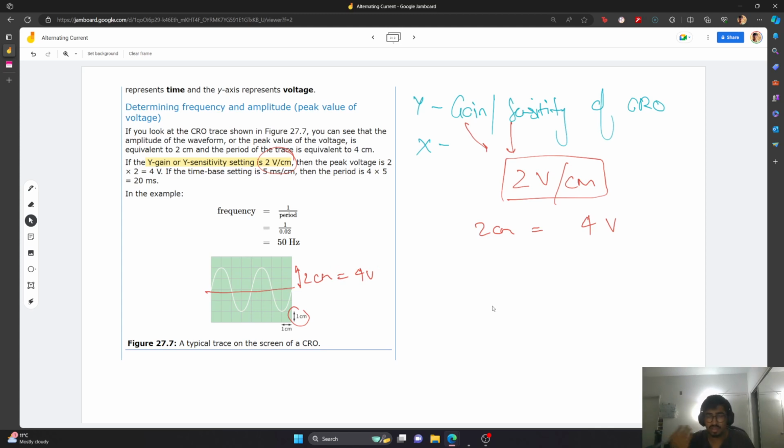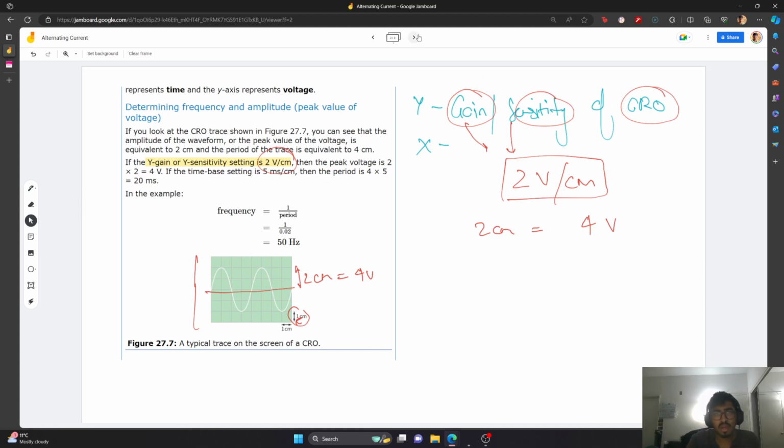This conversion factor is used to convert the graphs that you get on instruments. The CRO is one of those instruments that tries to measure the current and the voltage, but it gives it to you in terms of centimeters, and you'll have to use some conversions. That conversion is called gain or sensitivity.